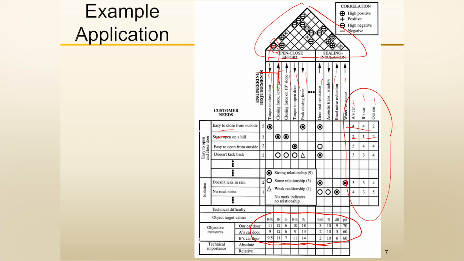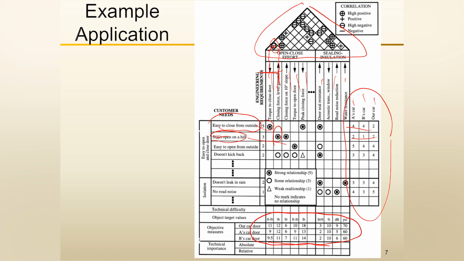So in this case, we want the torque to close door to be reduced because we want it to be easy to close from the outside. And so that's that relationship. But for the customer need stays open on a hill, we want the closing force to increase so that it's harder to close the door. And so that represents a conflict. And so that's why there's a high negative in that cell.